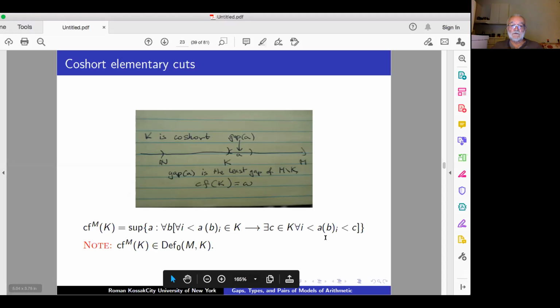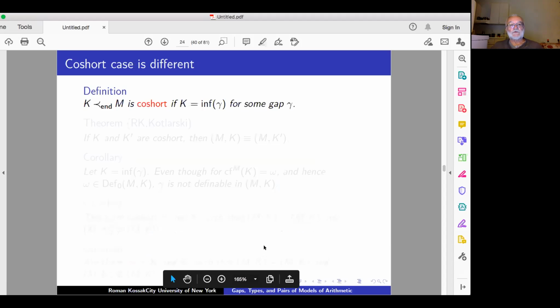And one of the things for us is that this is another isomorphism invariant of a pair, and it's zero definable. I just wrote it. This is the definition. It can be translated into a fourth order definition. So now what about those co-shortcuts?